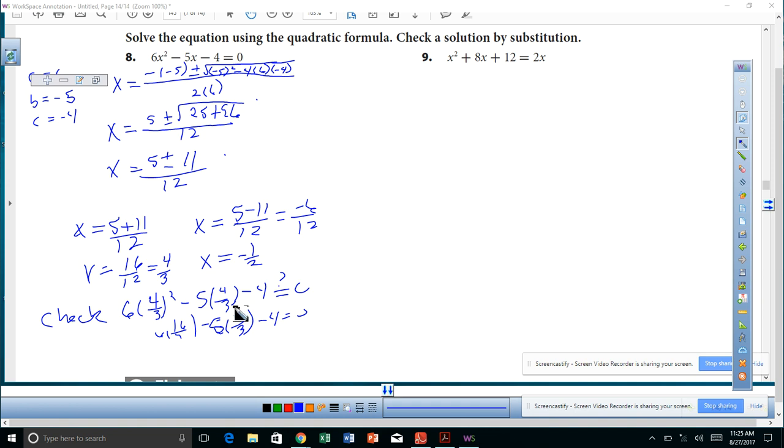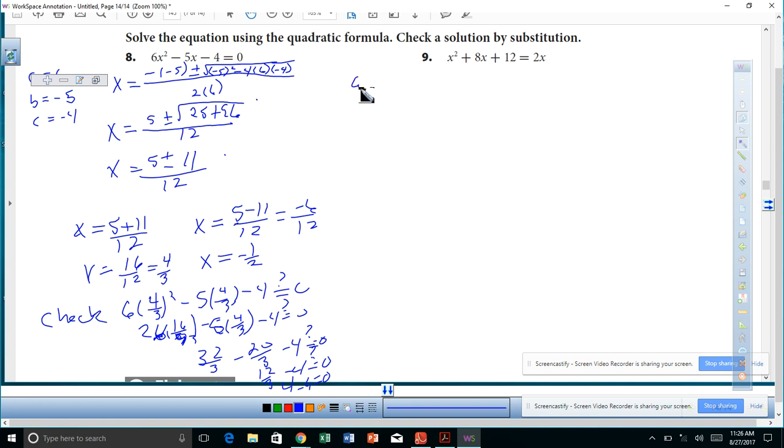And let's see here. That's 6 over 9 there, so that becomes 2 and that becomes 3. 2 times 16 is 32 over 3, minus 20 over 3, minus 4 equals 0. 32 over 3 minus 20 over 3 is 12 over 3, minus 4. And 12 over 3 is 4, minus 4, which equals 0. So that one works. Let's go over here and try number 9.